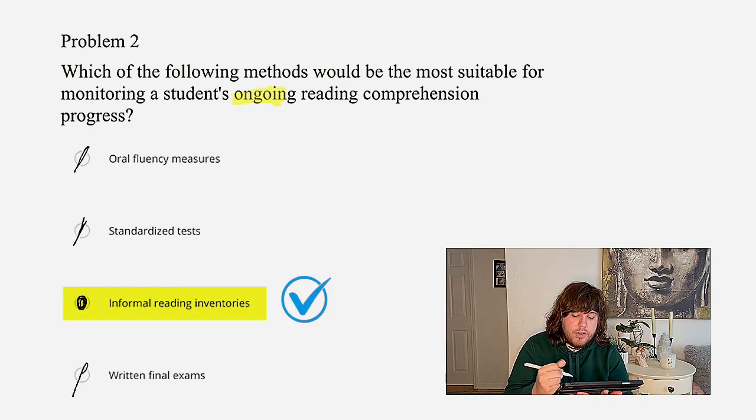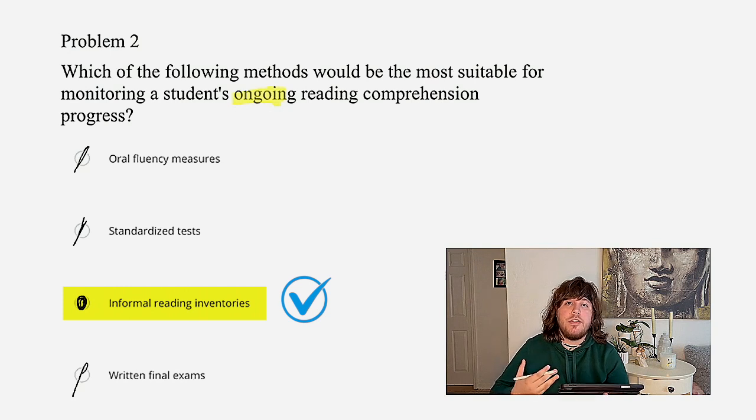informal reading inventories. Think of a reading inventory like this. You give students a short passage and you give them some comprehension questions to go with it. You measure how they perform on that. And because it's so short, it's short form and it's informal, you can administer these small assessments several times throughout the school year. So that makes it a good method of monitoring ongoing progress. And that's why answer C is our best answer.